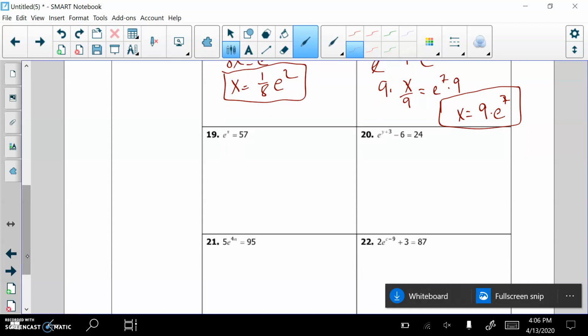Okay, so now we have to solve this, which means we natural log both sides. Natural log of e to the x cancels. Natural log of 57, which is a value, so we get to stop there.